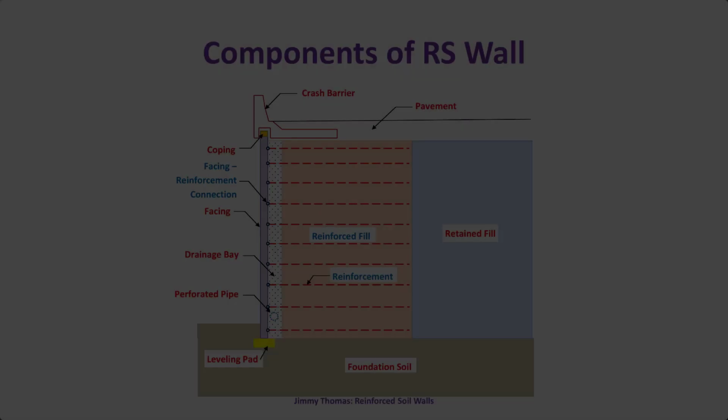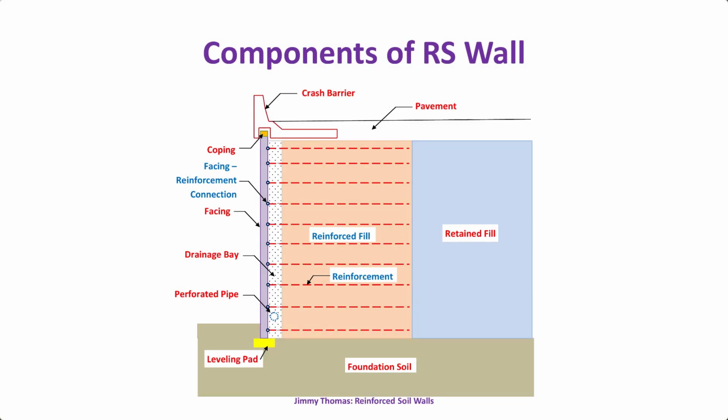Now let us look at the important components of a reinforced soil wall. We have the reinforcement, then the soil. The reinforcement plus the reinforced fill, that means the zone which is reinforced, is called the reinforced fill. Together it becomes the reinforced soil structure. Then it has a facing. The reinforcement needs to be connected to the facing, so there is a connection. Then there is a leveling pad on which the facing panels or blocks have to be erected. There is a drainage layer like that.